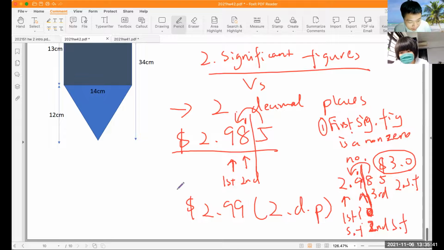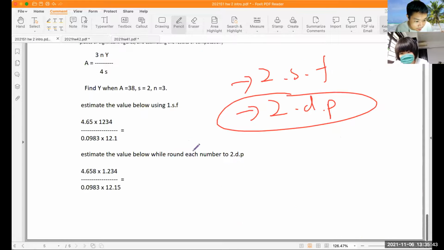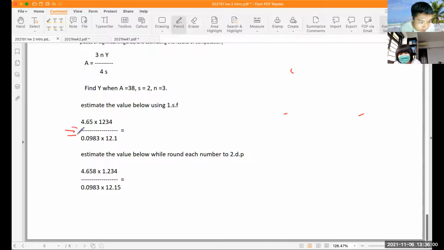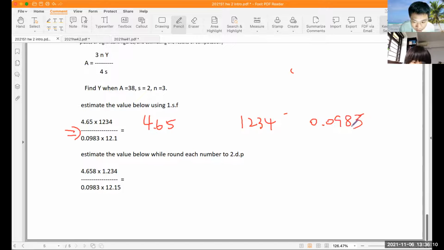I'm going to give you some examples, which is this. Over here, I combine everything together already. Let me erase this first. Before you do this question, you need to convert 4.65, 1234, 0.0983, and 12.1. Convert them all into one significant figure first.